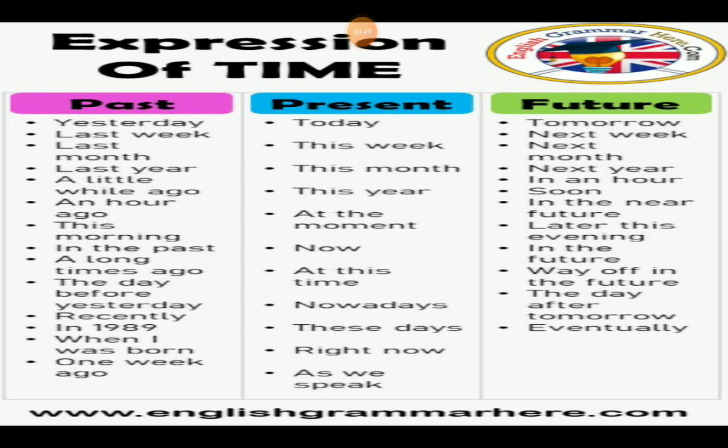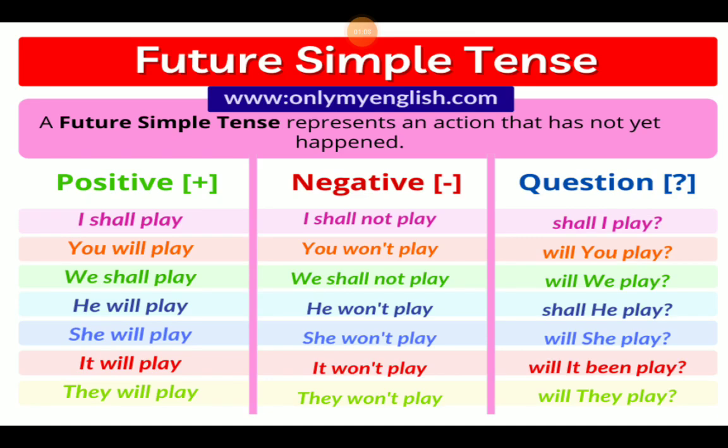Tomorrow, next week, next month, next year, in the near future, the day after tomorrow, eventually. These are all the future time phrases. These are all the key words in future tense, right? Okay, what is future tense? Future tense represents an action that has not yet happened. That is, future tense represents the action which is going to be completed in the near future. That is what future tense is.